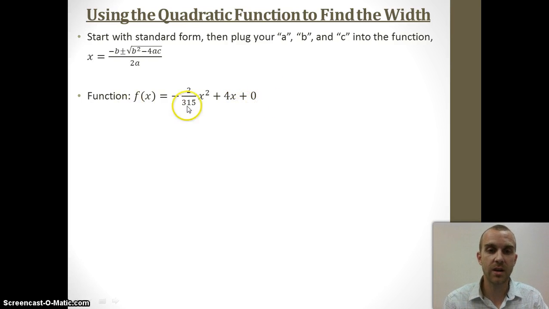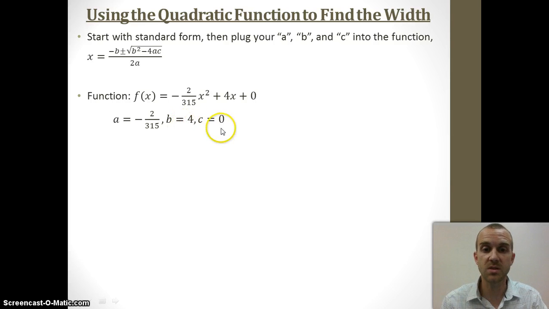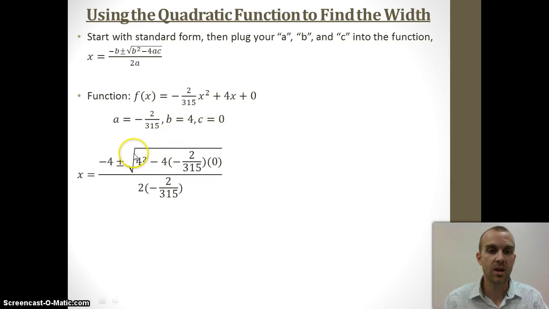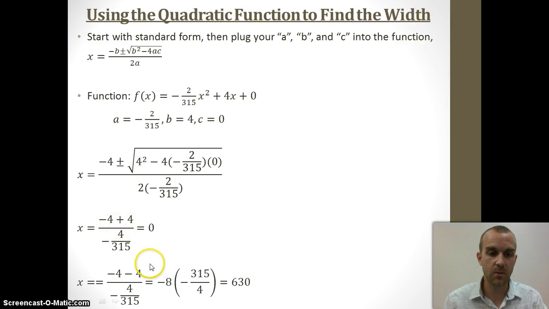So that what I'm looking at, when I plug in all my parts, I've got a value of negative 2 over 315, b equals 4, and c equals 0. Well, that makes this inner part that's being subtracted become 0, so 4 squared, and the square root of that is just 16. And the square root of 16 is 4. So negative 4 plus 4 is 0. And then if I did negative 4 minus 4, I'm going to get negative 8.